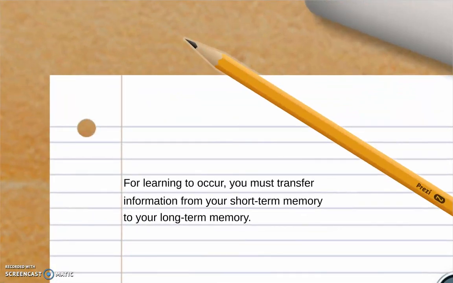You have probably experienced this conundrum. You read a whole page of text and cannot recall what you just read. This likely happened because you didn't have a purpose for reading, or there was a roadblock in the way of your learning. For learning to occur, you must transfer information from your short-term memory to your long-term memory.